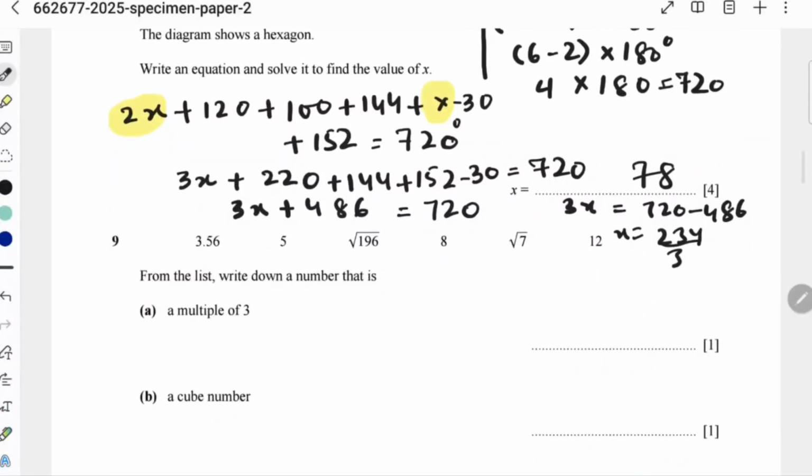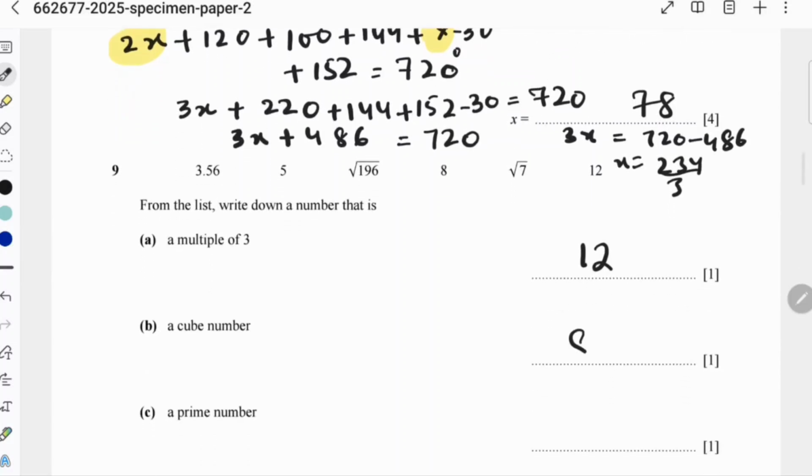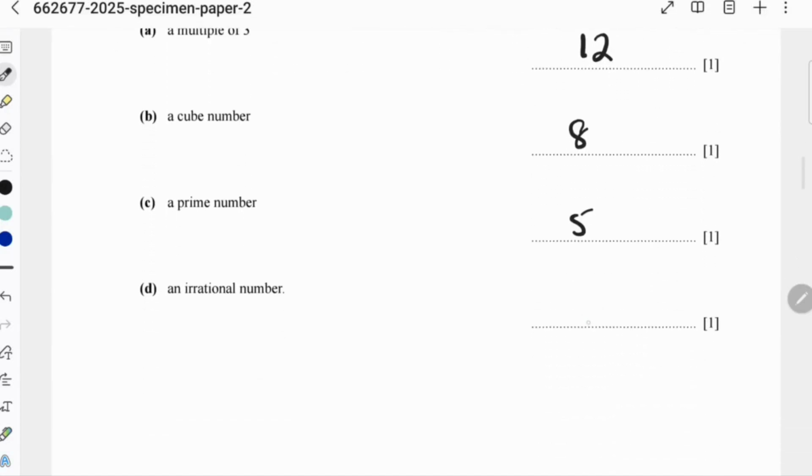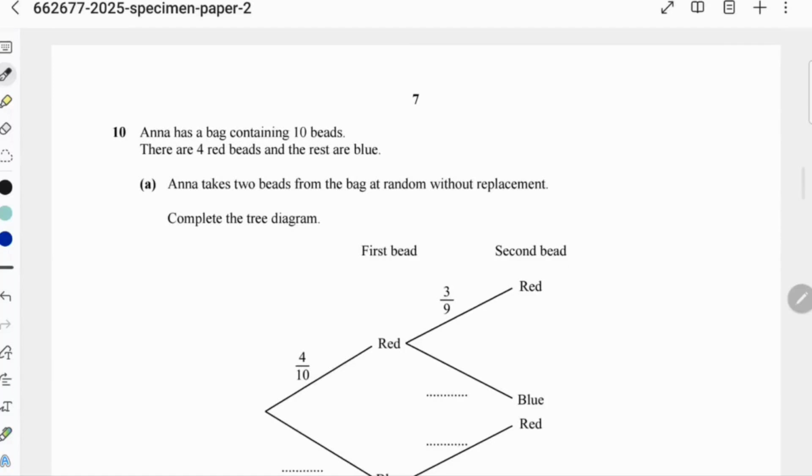Now the next question is very easy. 3.56 is a decimal number. Square root of 196 equals 14. 8, square root 7 and 12 are the numbers given. A multiple of 3, obviously 12 is the multiple of 3. A cube number, 2 cubed is 8, so 8 is a cube number. A prime number, 5. And the irrational number is square root 7, a number whose square root cannot come out as a whole number.